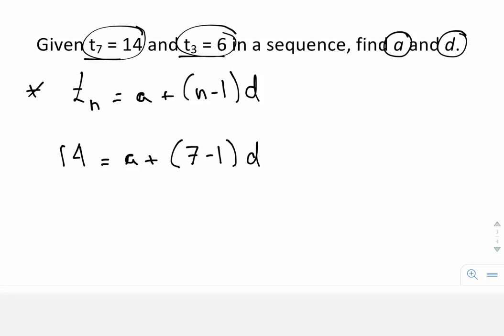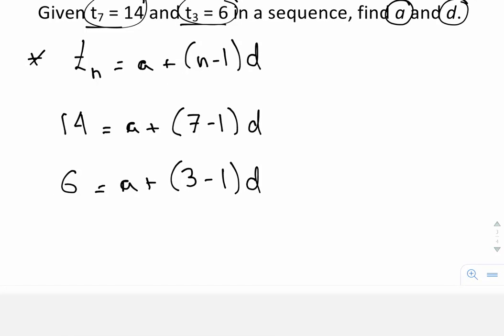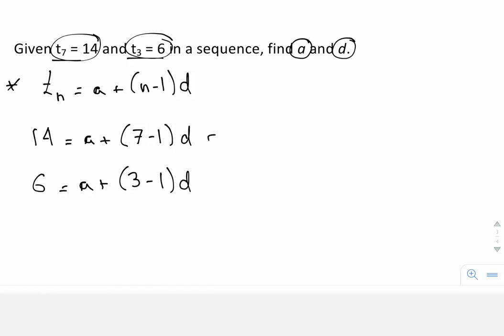And for t3, I know its value is 6, so I'm going to do the same thing. And I have 3 minus 1, because the term is actually the third term. And times d, well, that's going to give me 6. Let me simplify both these expressions.